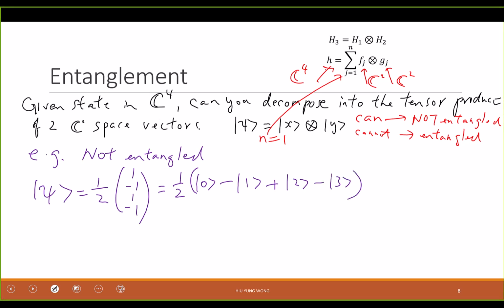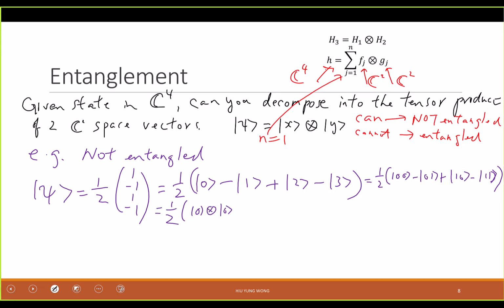Is this okay? Let me make it clearer because I want to do tensor product. I'm going to write it as 0,0 minus 0,1 plus 1,0 minus 1,1. But do not forget, what is 0,0? It's 0 tensor product 0, right? So let me just spend some more time to write this out. 0 tensor product 0 minus 0 tensor product 1 plus 1 tensor product 0 minus 1 tensor product 1.